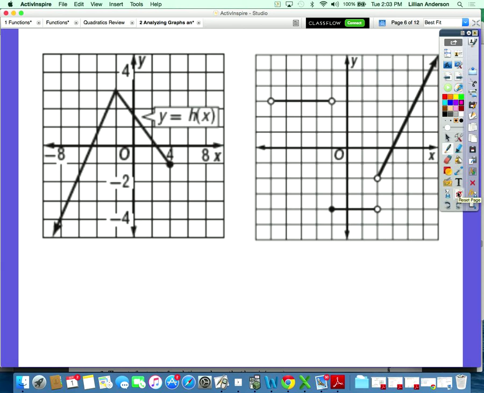Now, when you think of domain, are you thinking, from here to here, from here to here? You do move from left to right. Where do I start? At the open circle, right here. What x value is that? -5. We're going to write both of these in interval notation. So we're going to start at -5. Is that included? No. So we get a parenthesis.